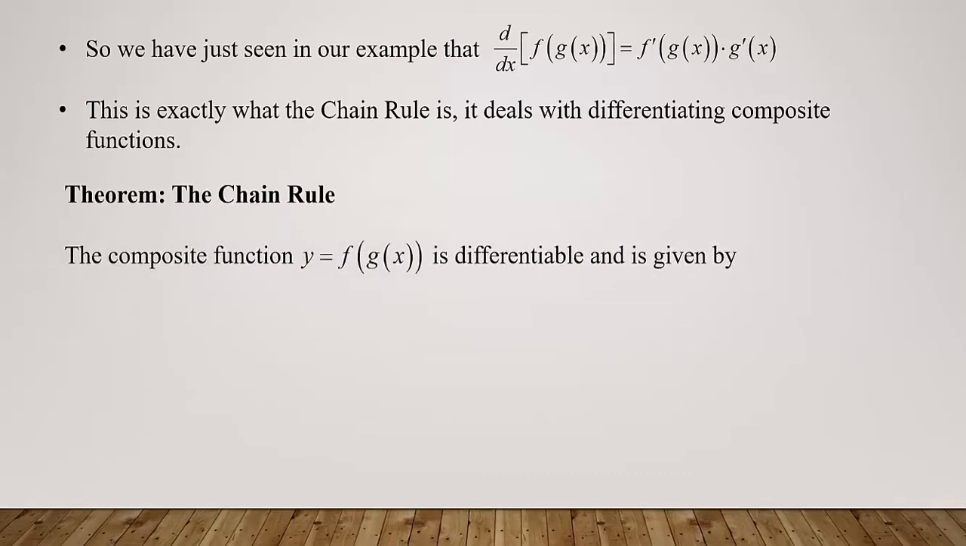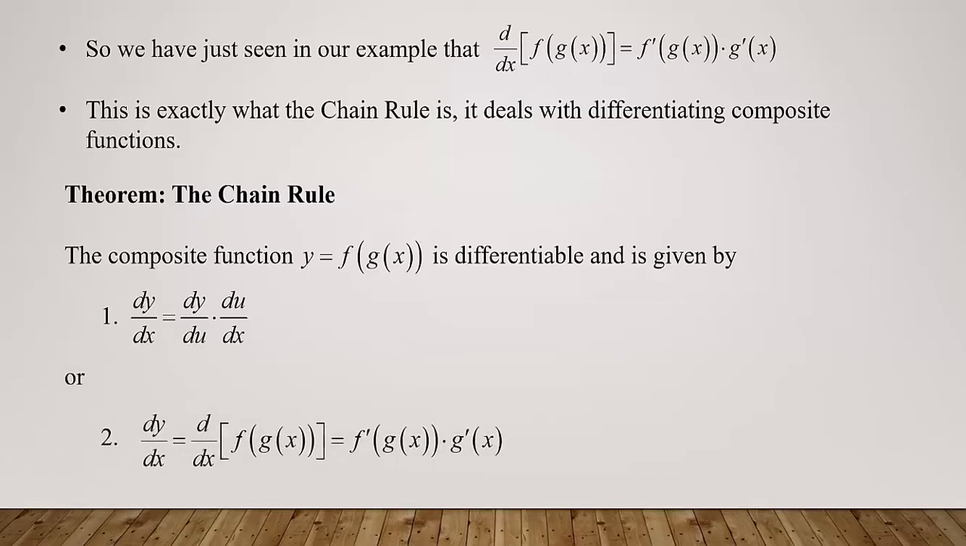So I start off by saying, y equals f of g of x. It's a composition of functions, and it's differentiable, and it's given by, part one, I'm saying dy/dx equals dy/du times du/dx. Just wanted to use the Leibniz notation. Or the second version, dy/dx equals, differentiating with respect to x, f of g of x, and that equals f prime of g of x times g prime of x.